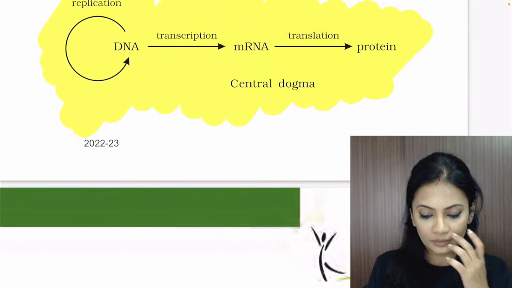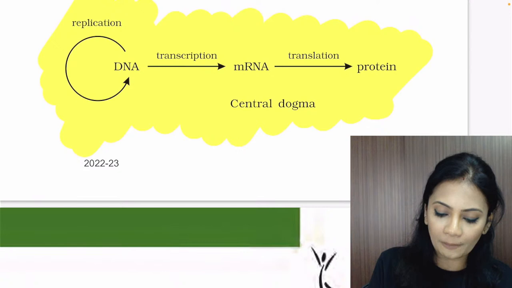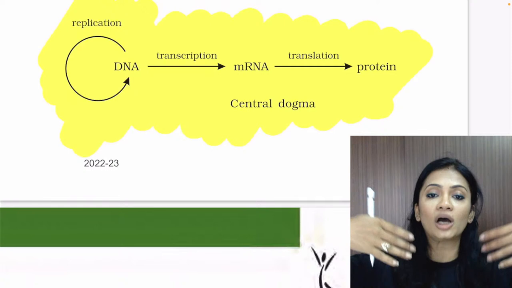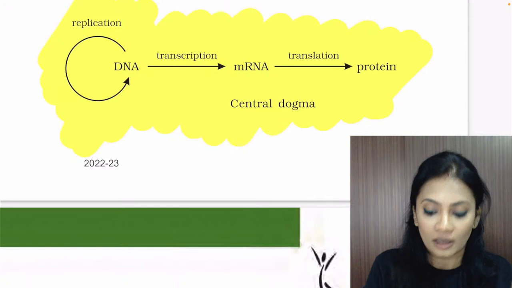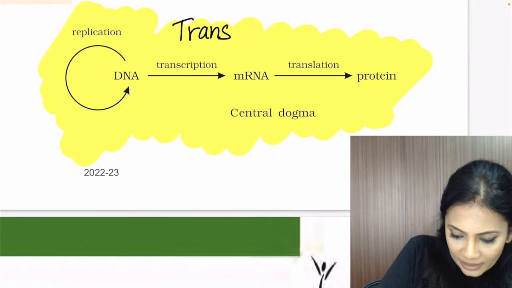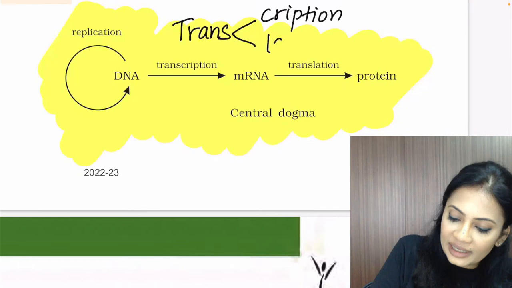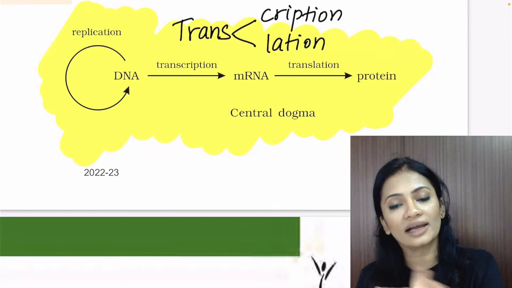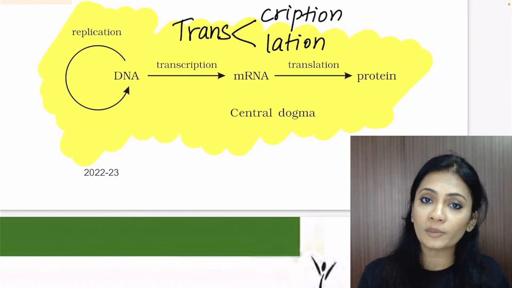Very important: the central dogma. First is DNA replication. Then DNA is going to pass on information. Dadaji passes all information to the rowdy teenager. This is what we call transcription. How will you remember this? Trans comes first, scription. Later comes lation. First is transcription, later comes translation.